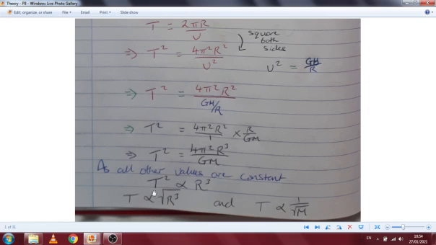So that's how they change. If T doubles, the square root of r cubed would also double. If T halves, the period halves, the square root of the radius cubed would also have to halve.